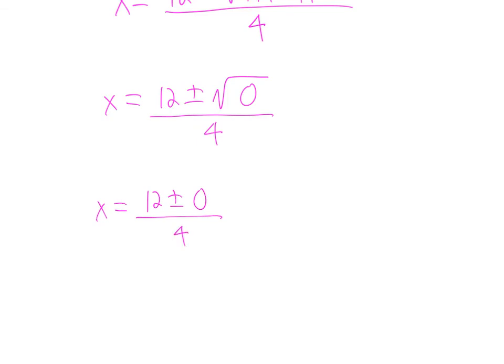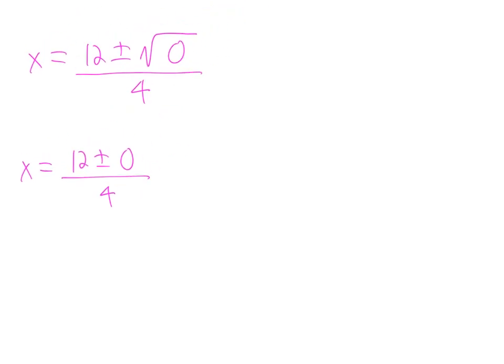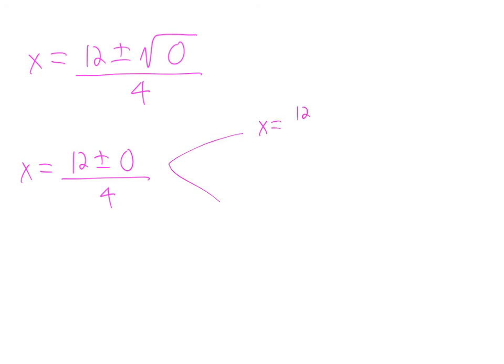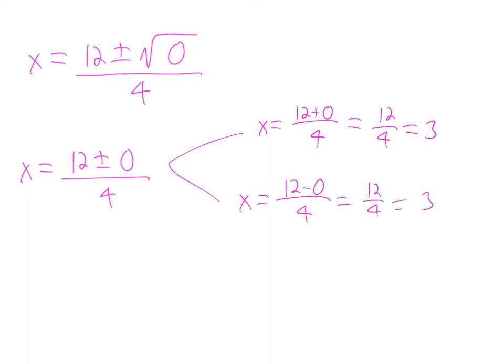So now our final answers are going to be x equals 12 plus 0 over 4, which equals 12 over 4, which equals 3. And x equals 12 minus 0. Well, adding 0 and subtracting 0 are going to be the same thing. It's going to be 12 divided by 4, which equals 3. So in this case, x equals 3 is our answer.